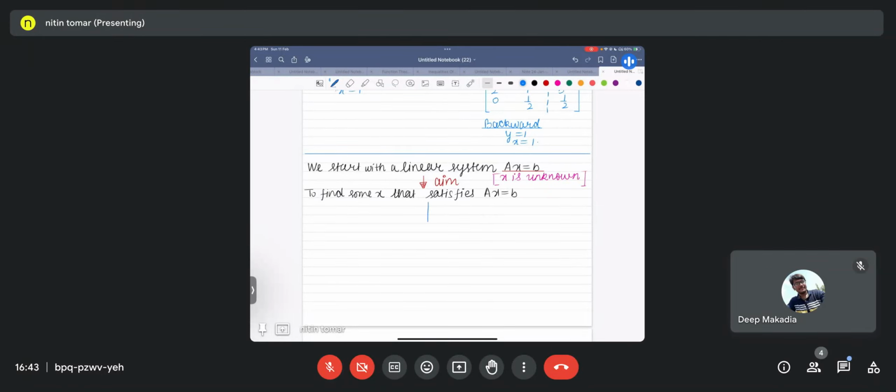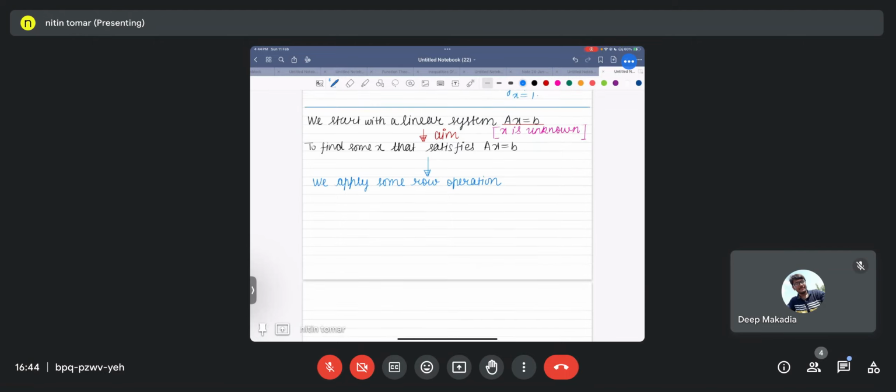So what do we do to do this? Forget about Gauss elimination for the time being. We apply some row operation in order to simplify A, to simplify the system Ax equal to b. When I say simplify the system, it means the system will have more zeros. Correct?